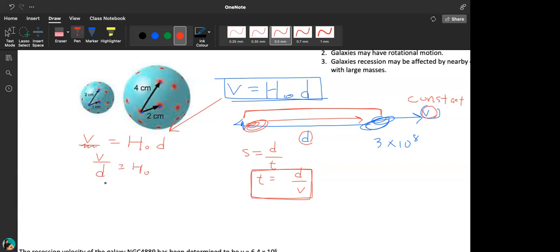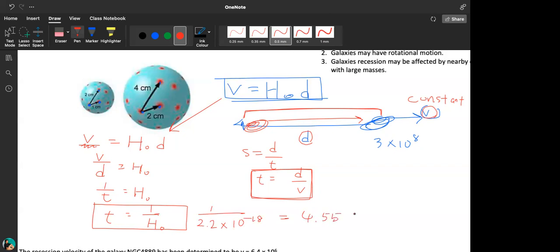And then this will be 1 over t. H naught, and t is 1 over H naught. All right, the reciprocal of the Hubble constant. You plug in the values. What we find is 10 to the power of minus 18, and what we find is 4.55 times 10 to the power of 17 seconds.